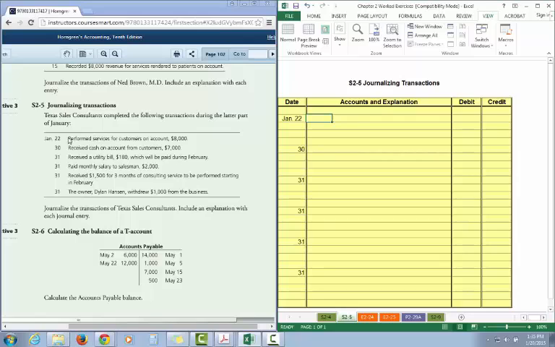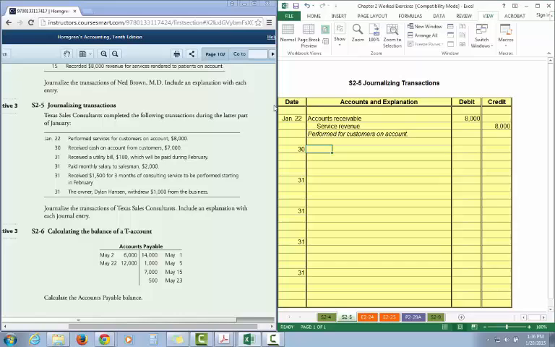So on January 22nd, it said performed services for customers on account. So here's that on account again. We've provided a service and we haven't gotten paid yet. So that's accounts receivable. All right, and we're going to go ahead and record the service revenue. And this would be performed services for customers on account.